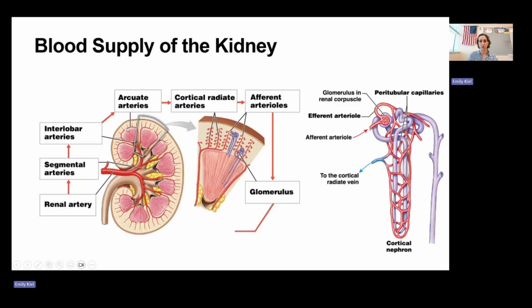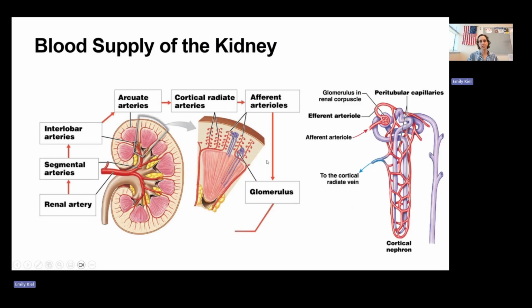Arcuate has to do with arches or arcs. And so you can see it does kind of arc around that renal pyramid. And then it's going to go into cortical radiate arteries. So here is your arcuate artery coming around to these cortical radiate arteries. They kind of radiate like sunshine, like the little lines around a kid's sunshine out of the renal pyramid. And then your glomerulus and your afferent arterioles, they almost hang off like little berries. You're seeing here a cortical nephron, and here we've got a juxtamedullary nephron.